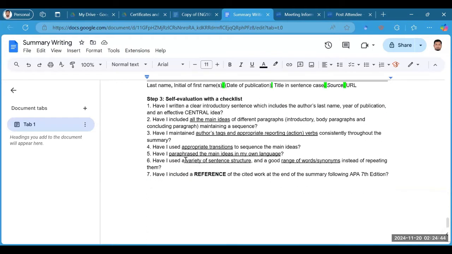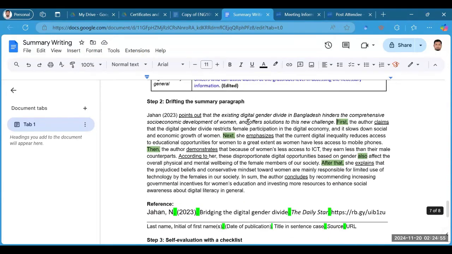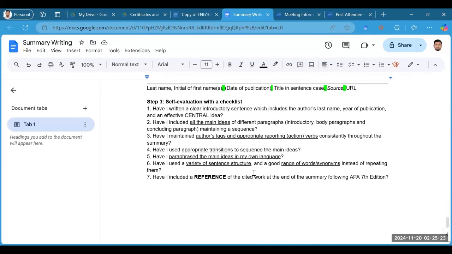And then the next criteria is, have I used a variety of sentence structure and a good range of words or synonyms instead of repeating them? Yes. If you look at the paragraph, you can see that in the summary, I have tried to use synonymous words. Instead of writing digital divide, I have written digital disparity or sometimes inequality. And if you look at the sentence patterns, they are varied. Some sentences are complex, some are compound. So I have maintained sentence variety. I didn't write just simple sentences.